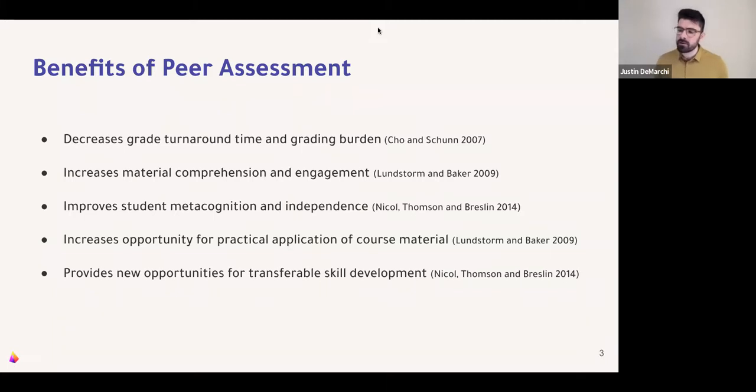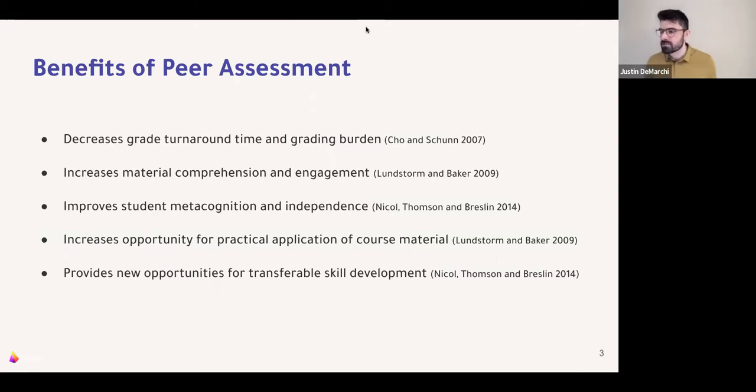So one of the benefits is decreasing grade turnaround time and grading burden. This means involving students in the evaluation process. By doing this, they're more involved, but it also means that they receive more feedback in a more timely manner, which is obviously the ideal, because you want to provide feedback so that they can have actionable items that they can then apply to their next work. If the feedback comes a couple of weeks later and they can't apply it for their next work, then there's kind of a wasted opportunity there.